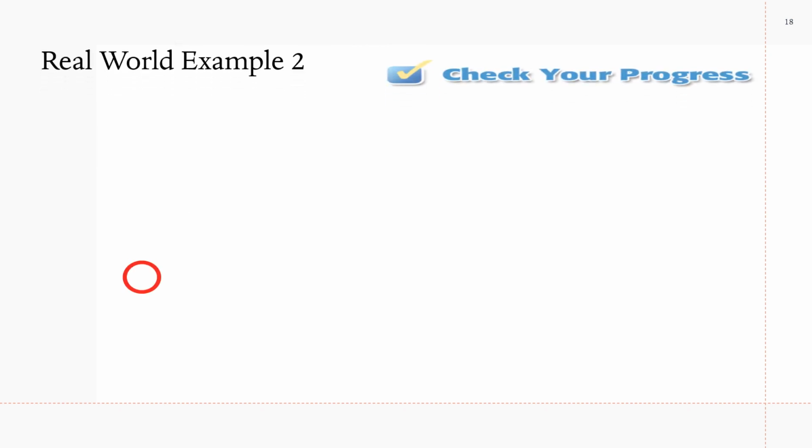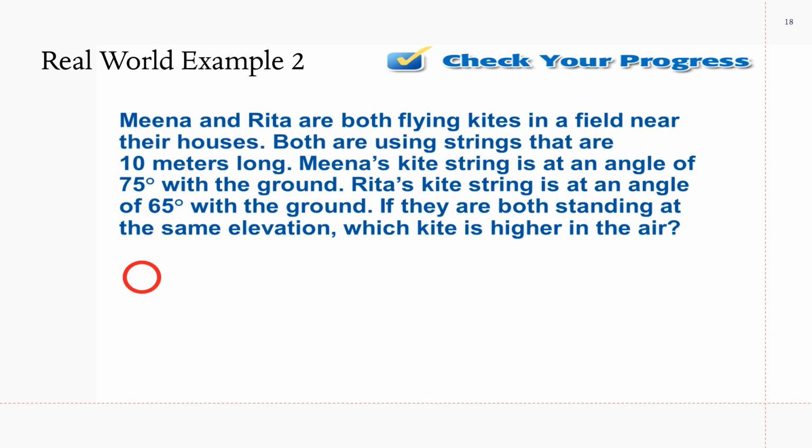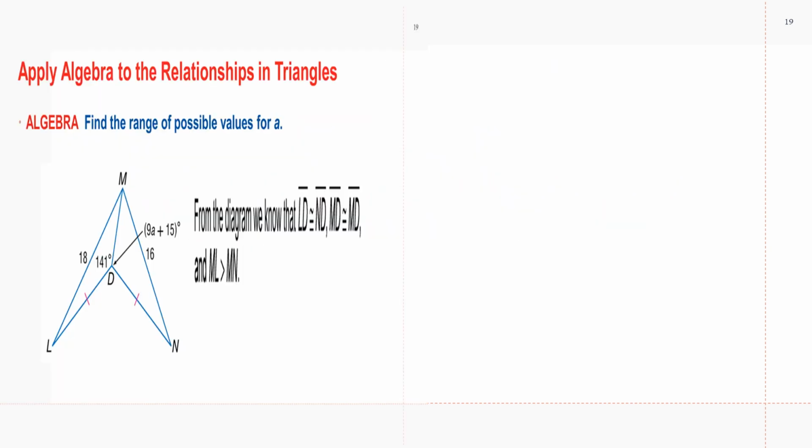Okay, so let's have example number 2. Mina and Rita are both flying kites in a field near their houses, using strings that are 10 meters long. Mina's kite string is at an angle of 75 degrees with the ground, while Rita's kite string is at an angle of 65 degrees with the ground. If they are both standing at the same elevation, which kite is higher in the air? It is Mina's kite, of course, because 75 is greater than 65.